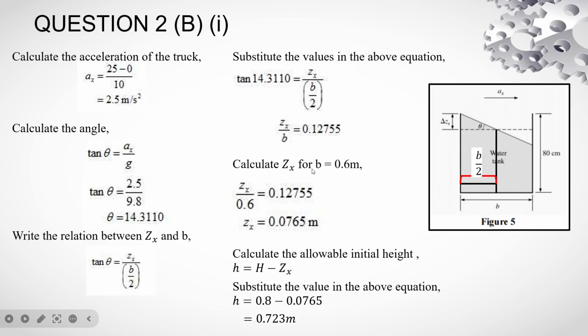And now we calculate the zs from the b, and the b is equal to 0.6, and we substitute inside, and we will get zs equal to 0.0765 meter. And now we calculate the allowable initial height, which is h equal to H minus zs. Zs is calculated here, so we just substitute everything inside, and we get h equal to 0.8 minus 0.0765 meter, and we get the height, which is 0.723 meter.